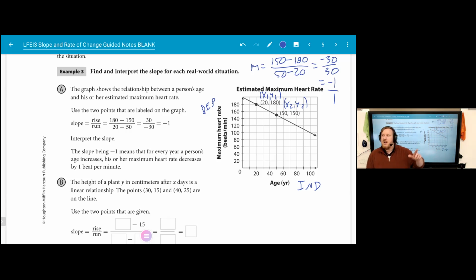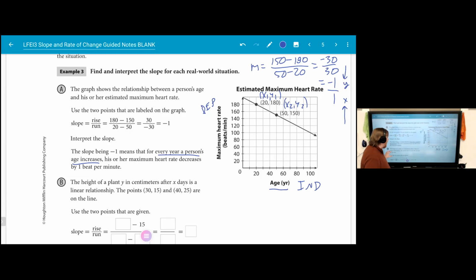Now, remember that the independent variable determines what happens to the dependent variable. If I change something in the independent, that's what changes what happens in the dependent. So the way I want to think about writing this interpretation is: this is our change in y, this is our change in x. If I change x by positive 1, that's years. If I increase 1 year, I decrease by 1 beat per minute. For every year a person's age increases, his or her maximum heart rate decreases by 1. When I change x, what happens to the y? 1 year of increase is 1 beat per minute decrease.